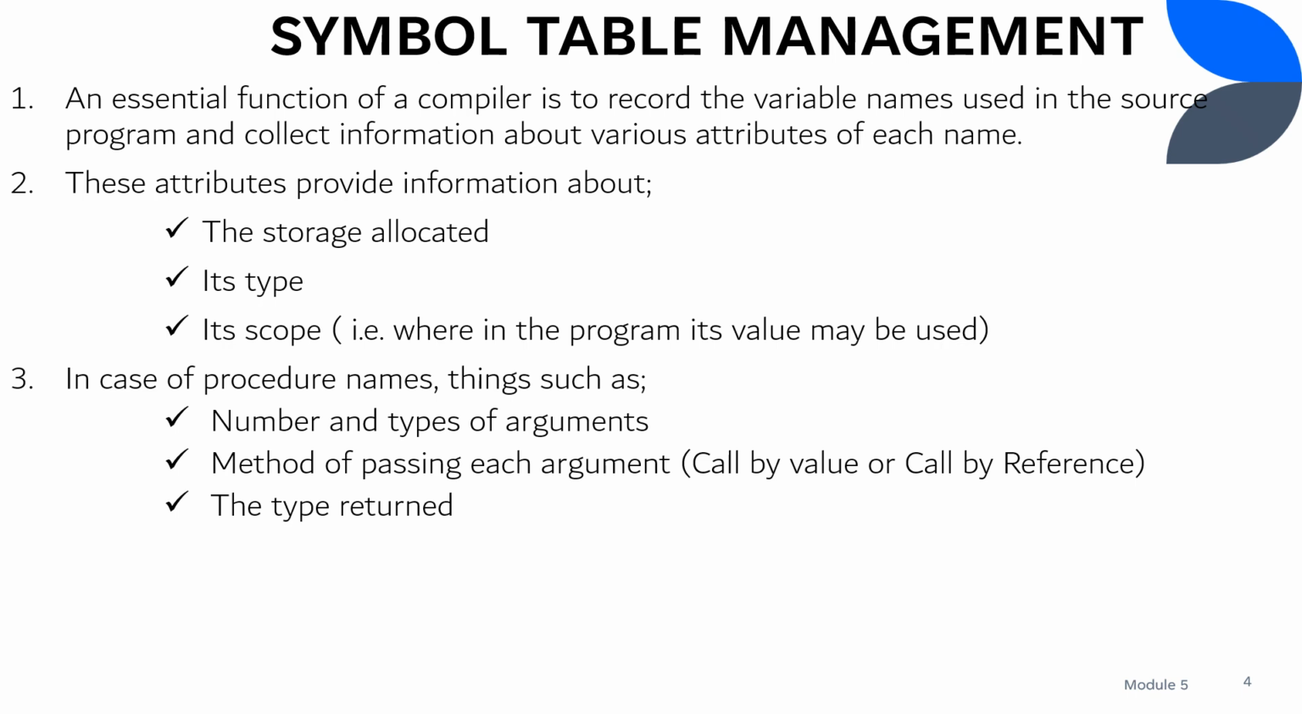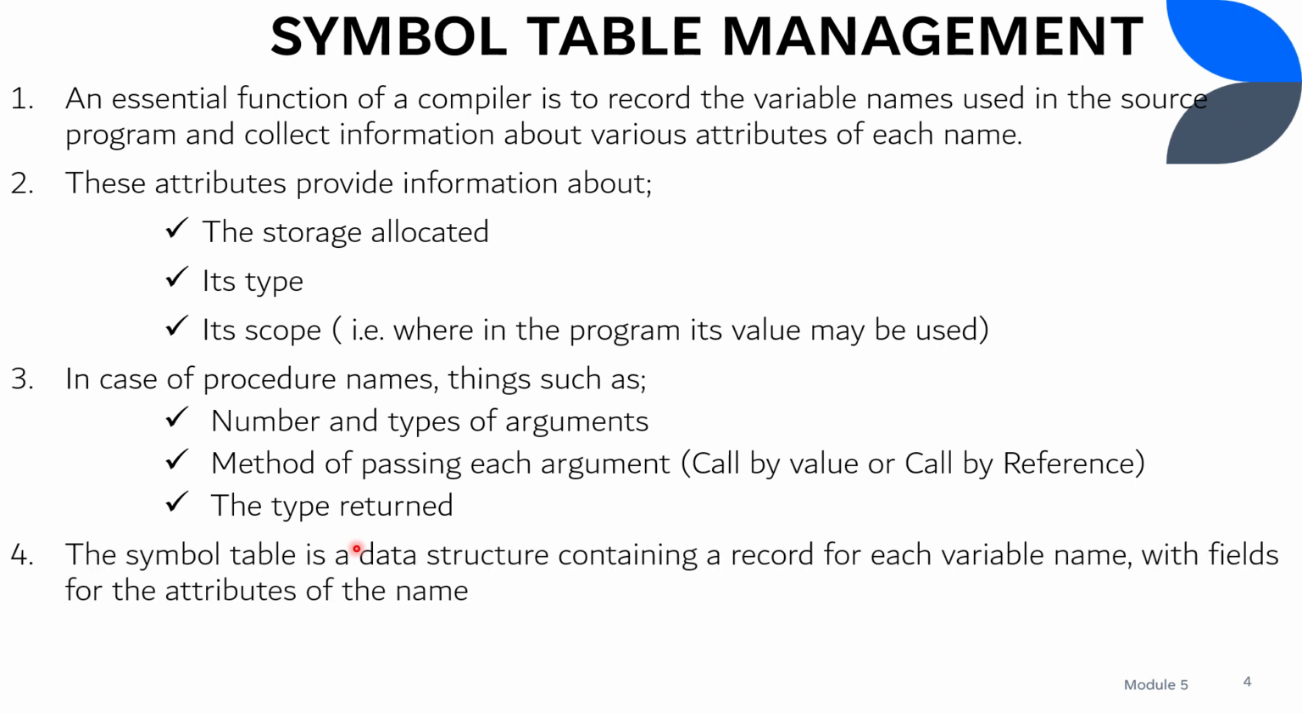And when we say function name, the attribute information will include the number and the type of arguments. That is, every function has some arguments passed to it. So what is the number of arguments? What is the type of arguments that is stored in the symbol table? What is the way the arguments are passed? Whether the argument is passed using call by value or call by reference. And what is the value returned by the function? Is the function returning an integer value or is it not returning any value? All this extra information is saved in the symbol table.